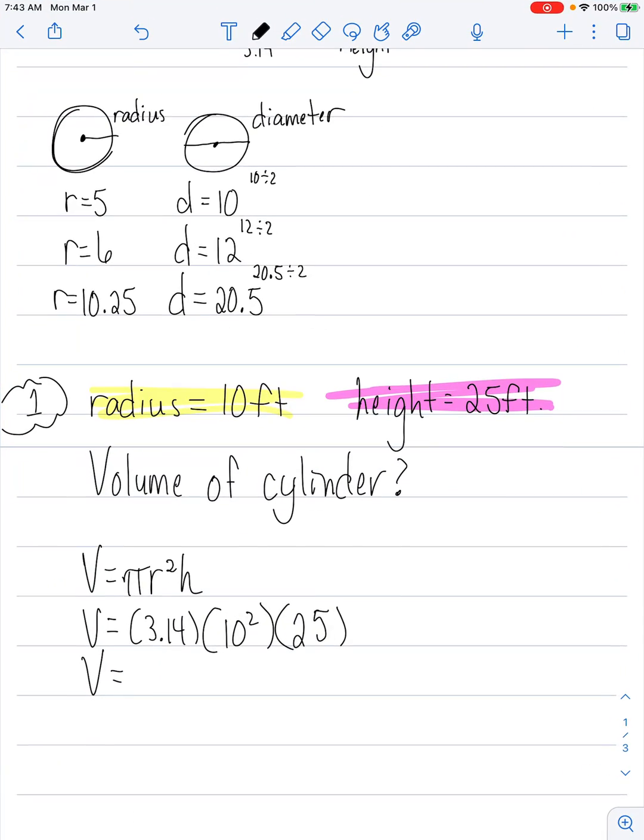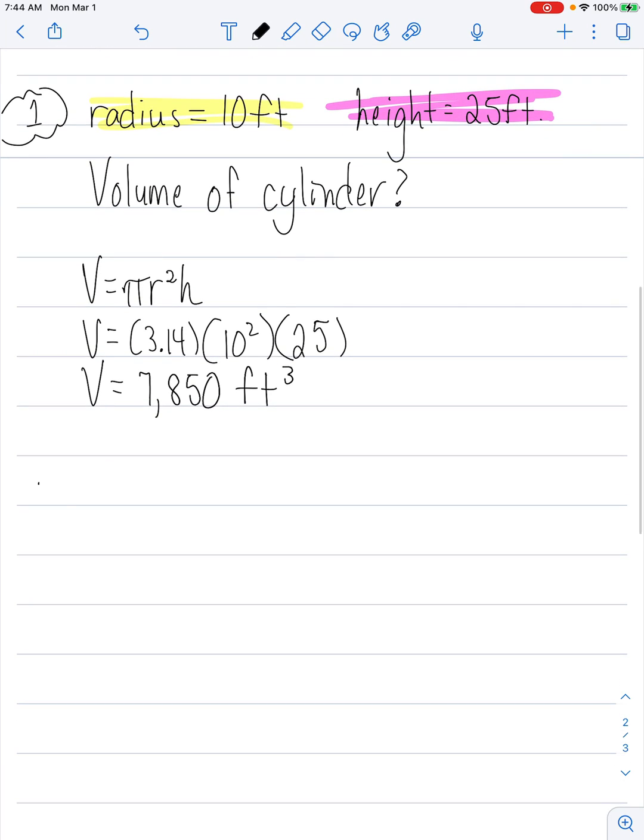7,850. So it will hold 7,850. And do you notice how our units were feet? So we put feet cubed. So this cylinder will hold 7,850 cubic feet, or feet cubed, of something.